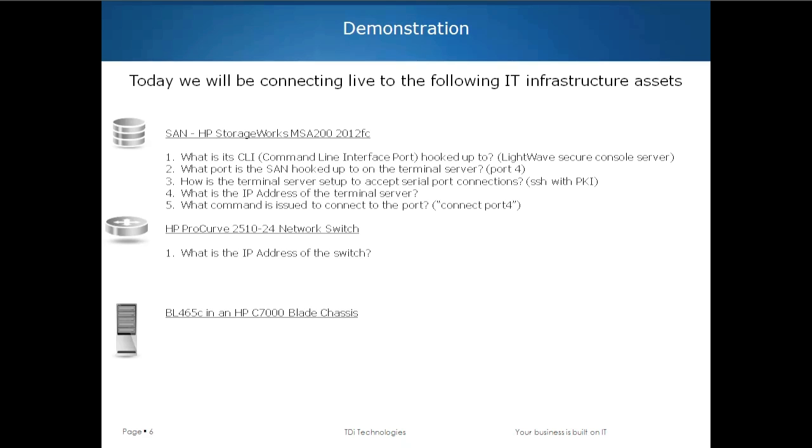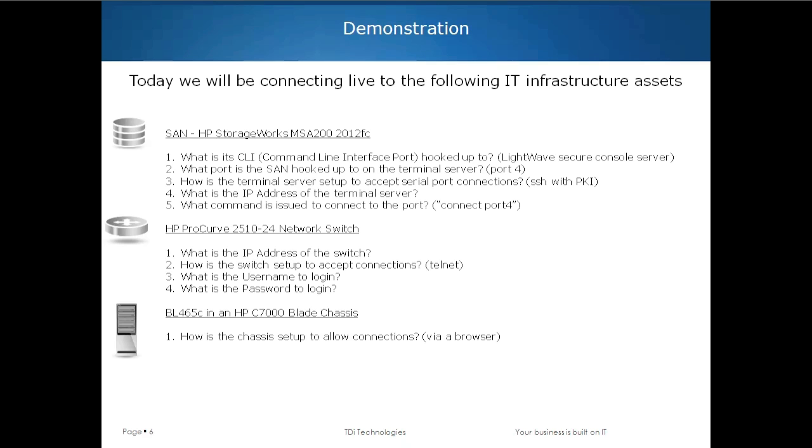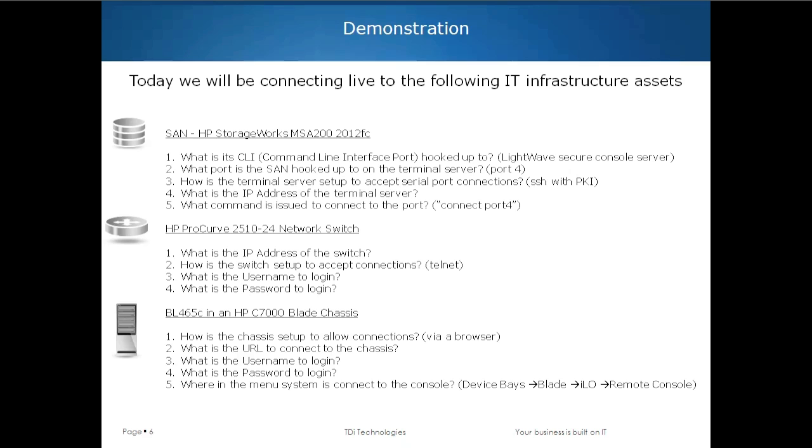For the network switch, we need to know what's the IP address, how is it set up for connections, what's the username, and what's the password. For the blade chassis, how is the chassis set up to allow connections, what's the URL, what's the username, what's the password, and then in the menu system, where do we go to connect to the console. So this gives us a really good understanding of just how much information is actually required to access the devices in our IT infrastructure. Now we'll go on to the live demo.